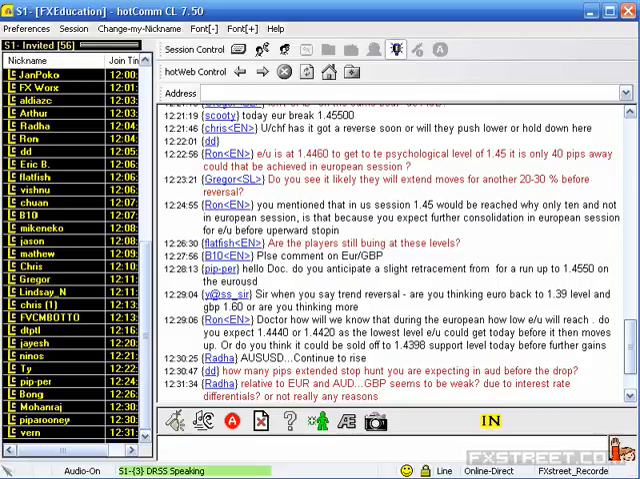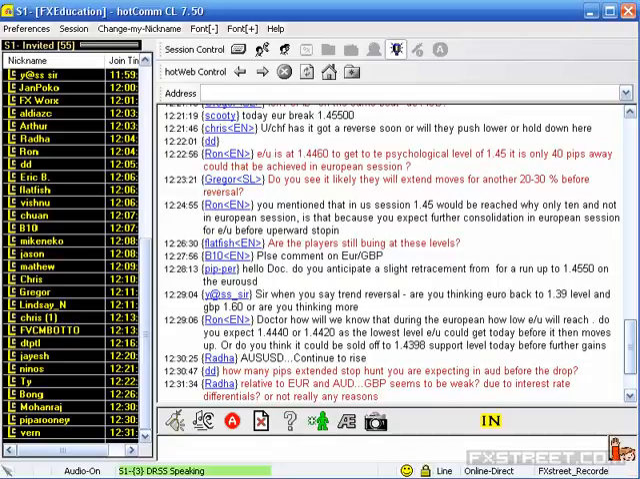Then Grigor: do you see it's likely they will extend the moves for another 20-30% before the reversal? Not 20-30%. Probably they could gain. See, each day you come across that percentage or in fractions, because these are all fourth decimals. If you consider the fourth decimals, then probably you will come across the market net change in decimal fractions. But if you think of the last two digits, then probably 20-30% is possible. And Drawn, you mentioned that in the US session 1.45 could be reached. Why only then and not in the European session?